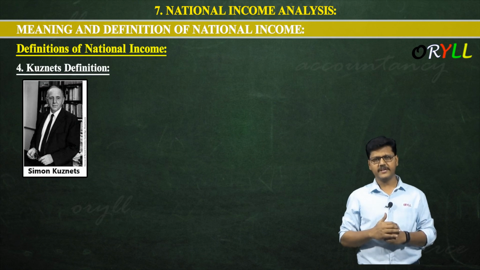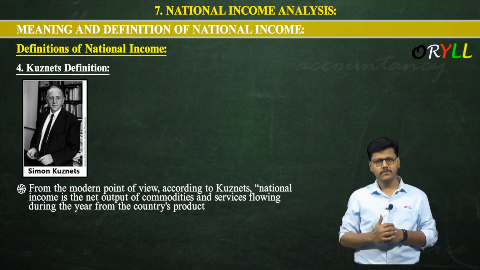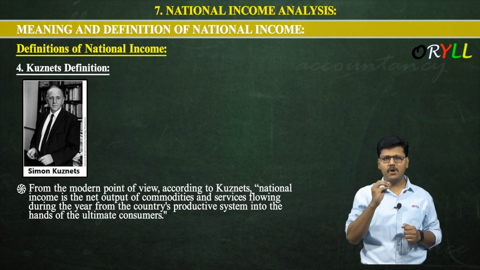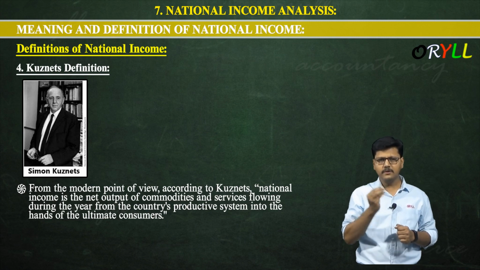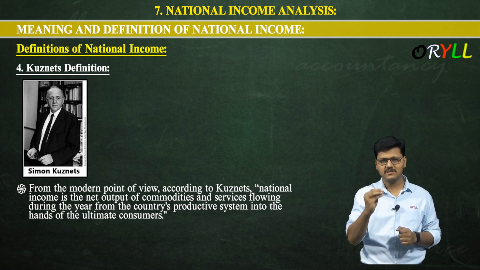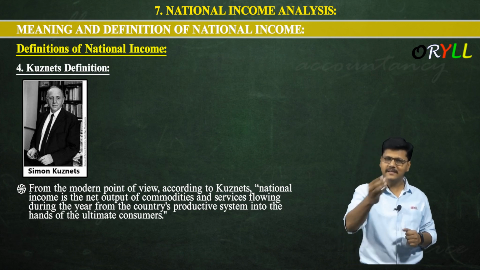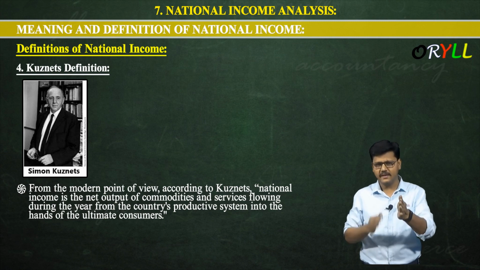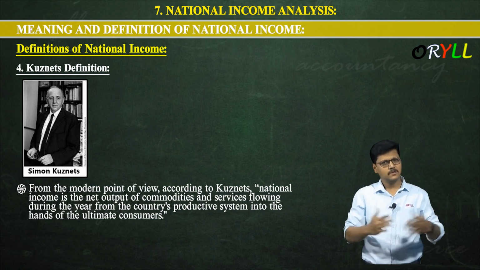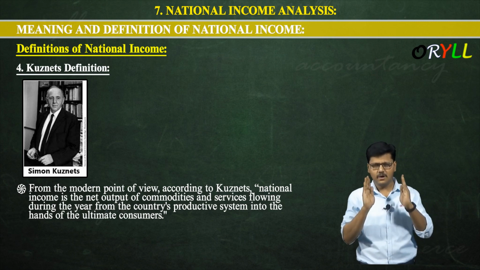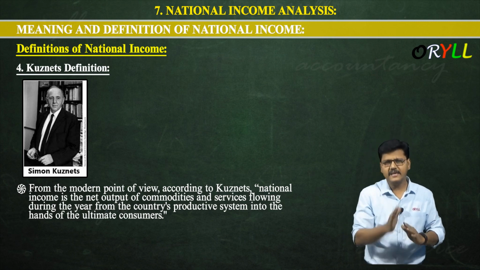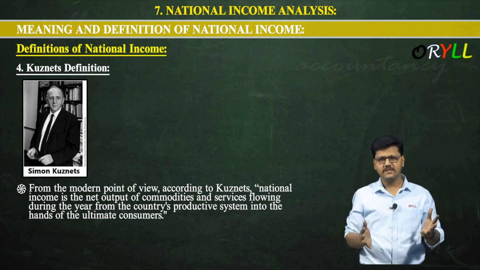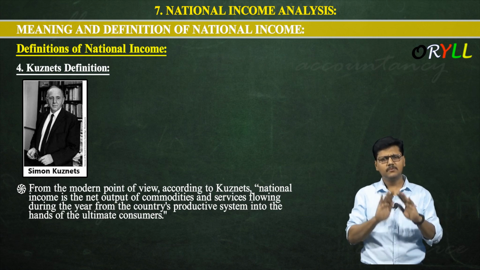And Kuznets's definition. From the modern point of view, according to Kuznets, national income is the net output of commodities and services flowing during the year from the country's productive system into the hands of the ultimate consumer. So he is also talking the same: all the goods and services produced by the country are moving into the hands of consumers. All the goods and services produced in the current year are called national income. All these definitions say the same meaning; the words are different, that is all.